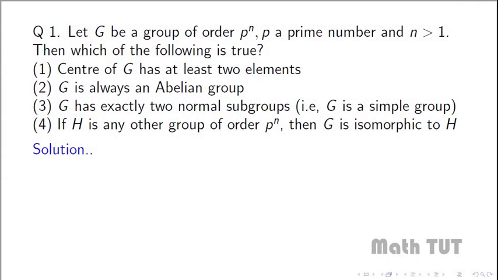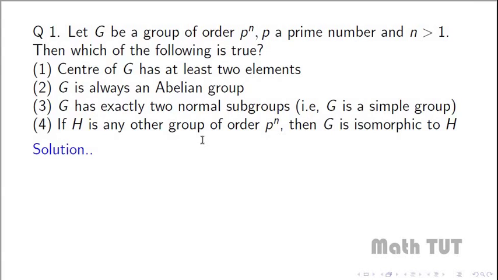So the first one is regarding the center of the group. That is, they are saying that the center of G has at least 2 elements, it is non-trivial. Then the second option is G is always an abelian group. The third option is G has exactly 2 normal subgroups. That means what they argue is it's actually a simple group.